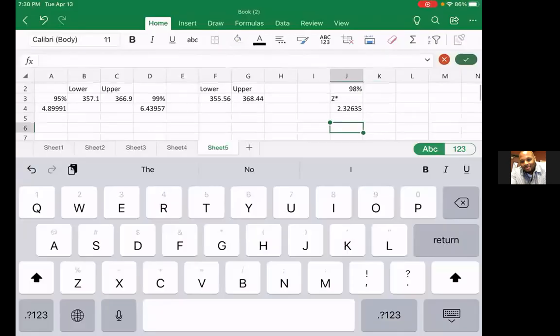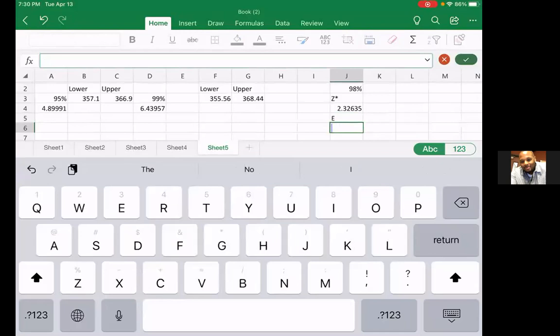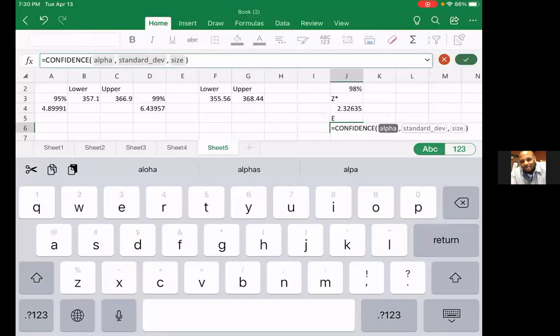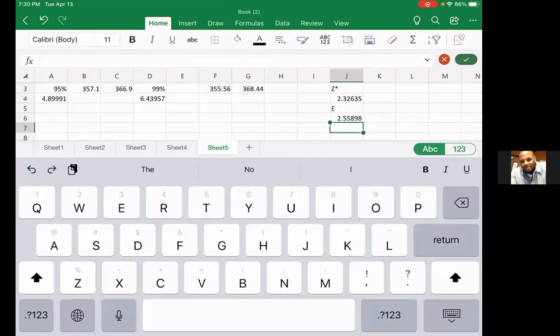And so the E here, E is equal to, we use the confidence formula. Alpha is 0.02. The standard deviation from that problem was 11. And the sample size was 100. So I do 0.02, 11, 100. And look what value it gives me for my E, which is 2.559 again, right?